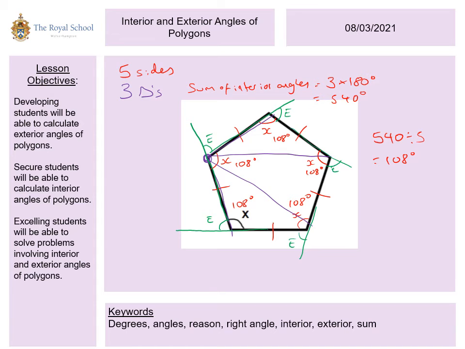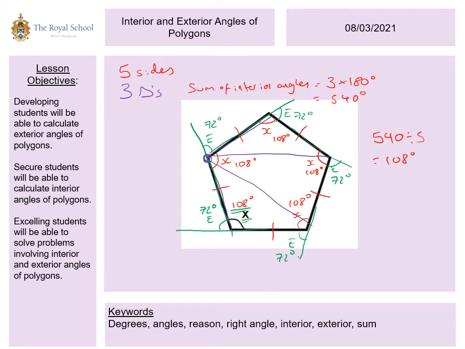I've done it clockwise here, but you could go anti-clockwise. And then, because we're on a straight line, if our angle x here is 108, then this one over here must be 72 degrees, because I had to make 180. So that's 72, that's 72, that's 72, and that's 72.